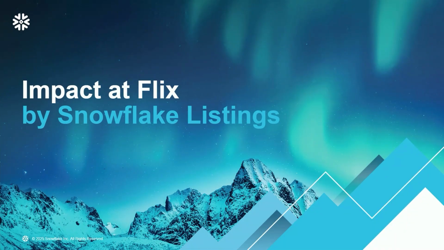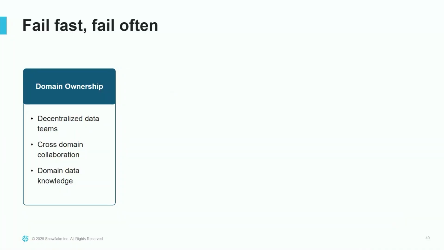All right, so what is the impact at Flix of these Snowflake listings? I put together a few points. What does it mean for us? The first one is about decentralized data teams. That's how we work across Flix in all the different domains. So that clearly enables that with the Internal Marketplace. We have these cross-domain collaborations so that the different teams can work well together, which is currently quite a challenge because we are very much domain-driven.